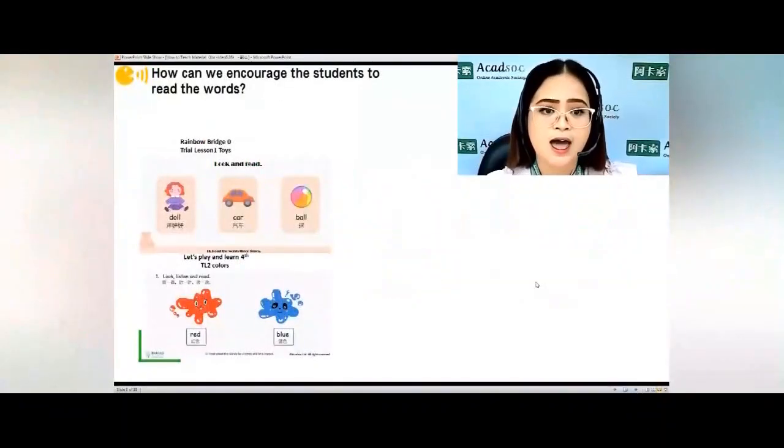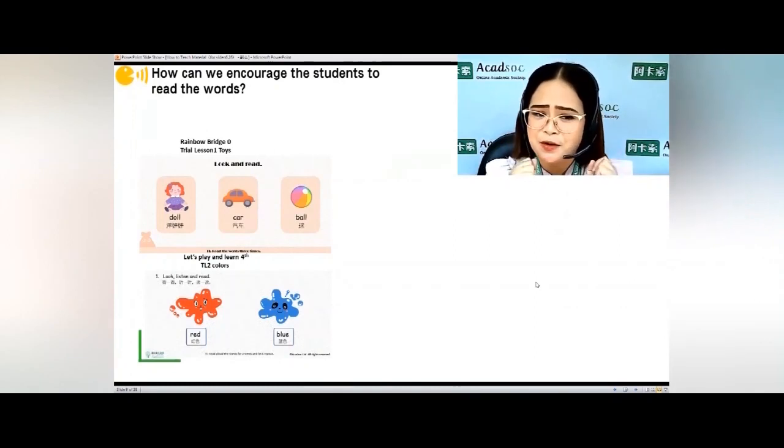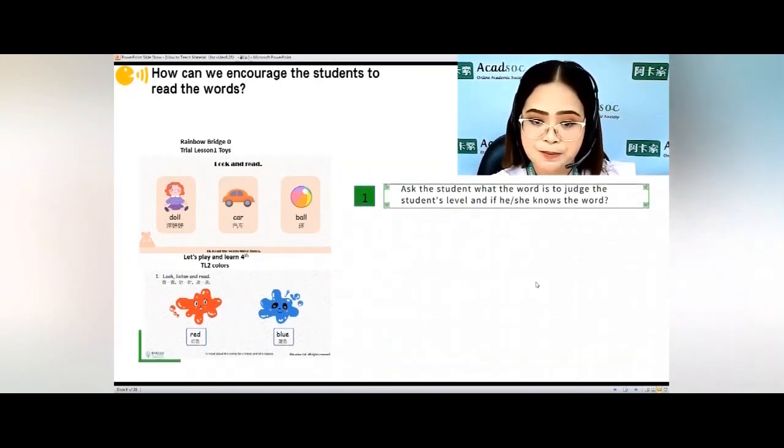Let's begin with how can we encourage the students to read the words. We do have here example pages from the books Rainbow Bridge and Let's Play and Learn. As you can see, guys, our books are really very colorful and very cute, right? So the students are eager to learn them. So what we can do is to keep that up, okay? We need to try our best to make our class interactive. Okay, so how we could encourage the students to read the words. These are the tips or the ways.